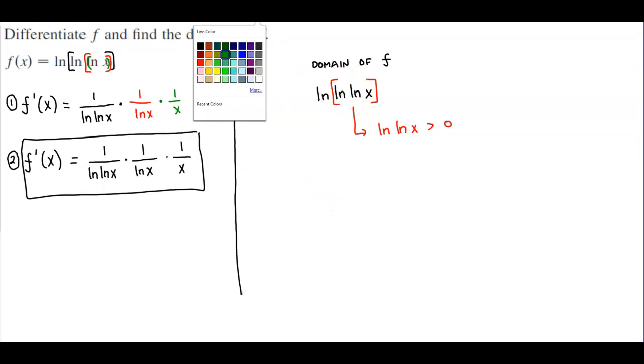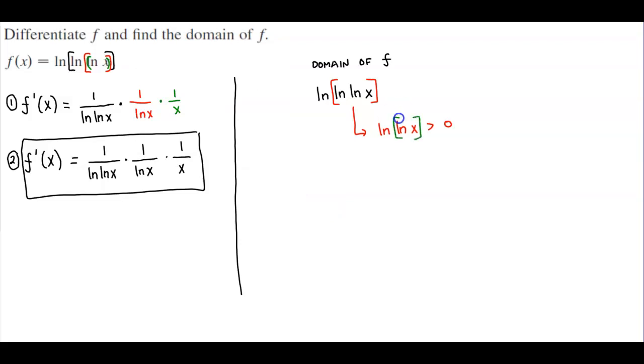And so now we take a look at this part. If we take the natural log of the natural log of x, well, this natural log of x has to be greater than 1. So if we rewrite this in exponential form, what that tells us is that x must be greater than e.